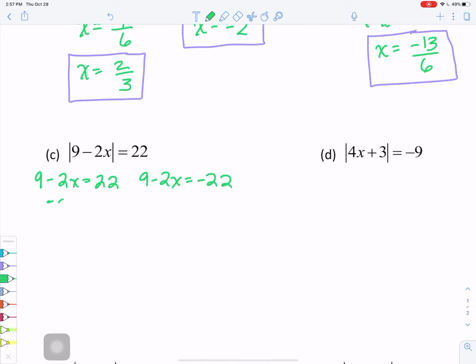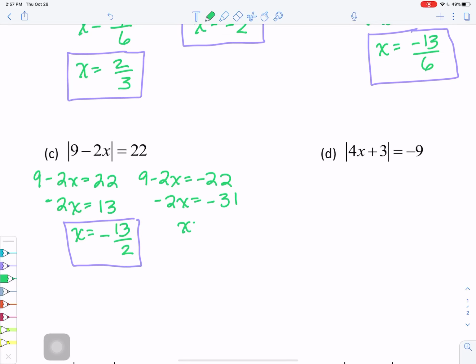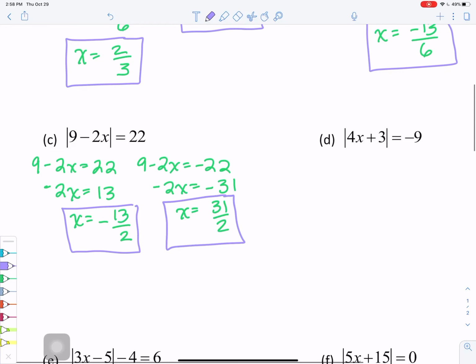Let's go ahead and subtract 9 from both sides. Whoops. And divide both sides by a negative 2. Then, in this next equation that we have to solve, let's subtract 9 and divide both sides by a negative 2. We end up with x equals negative 13/2 and 31/2.